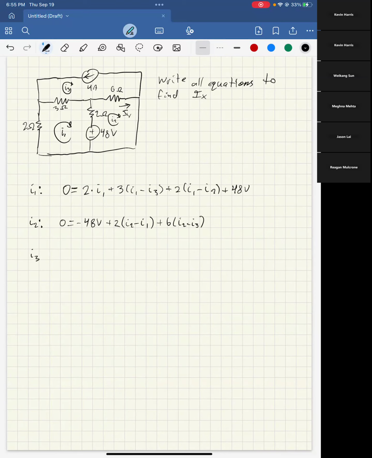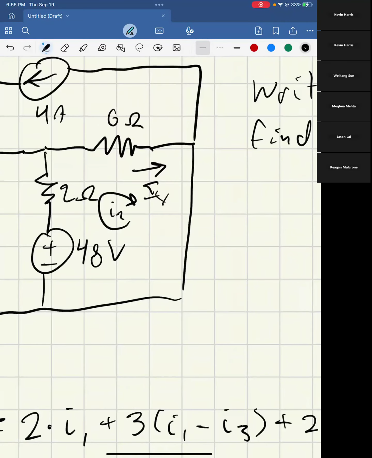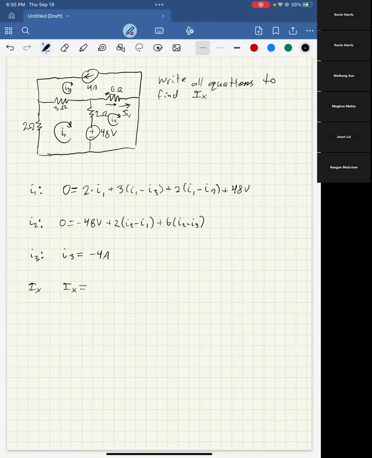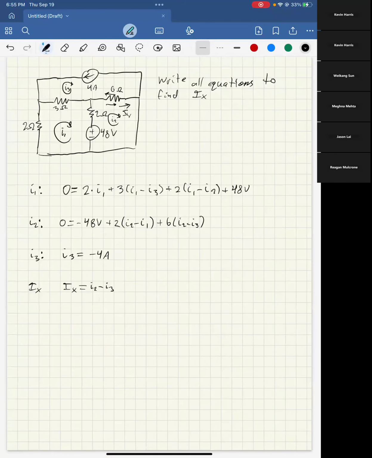And then I3, don't get caught off guard. You have the 4 amp source, and the 4 amp source is only connected to I3. So we can directly say that I3 equals negative 4 amps. And then it says write all equations to find IX. So we look at IX. IX is defined in our question as being to the right, and I2 is going to the right, whereas I3 is going to the left. So that means I2 is going to be positive. So it's just I2 minus I3. And now we have all the equations that would be required to solve it.